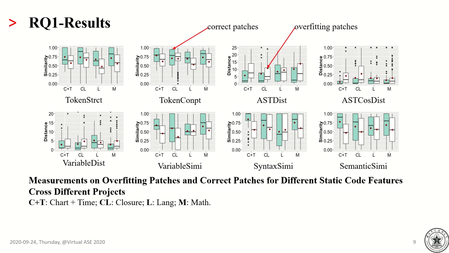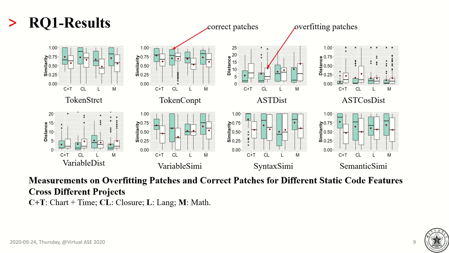This figure demonstrates distributions with respect to different projects. The green bar denotes correct patches, while the white bar denotes overfitting patches. We find that for features token structure, token concept, variable similarity, syntax similarity, and semantic similarity, the values obtained over correct patches are generally higher than those observed over overfitting ones.